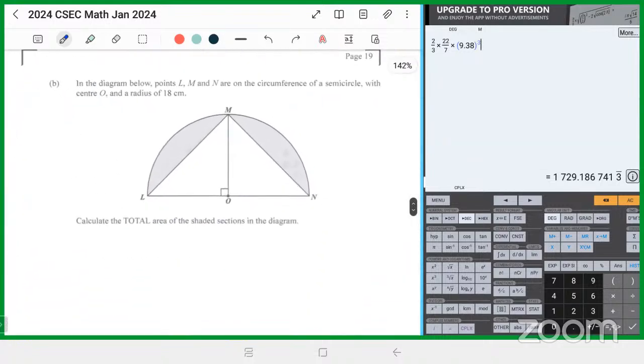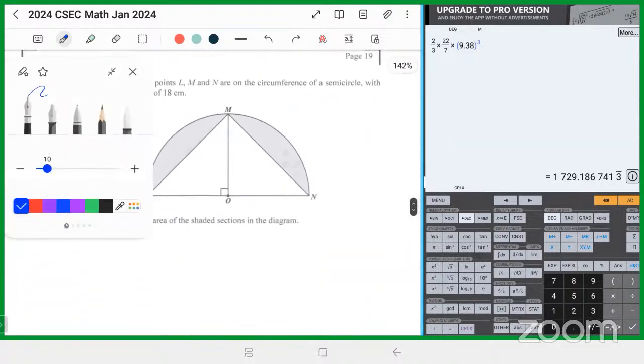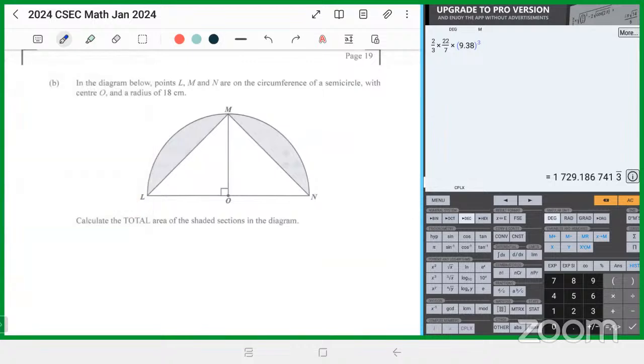This question says a simple trigonometry, like it has some circular measures in it as well. It says in the diagram below, L, M, and N are on the circumference of a semicircle. That's a semicircle. So it means that this is the center, right? That's what it said, center O. And the radius is 18. So this side is 18. So they've given us the radius. Let's put that on the diagram.